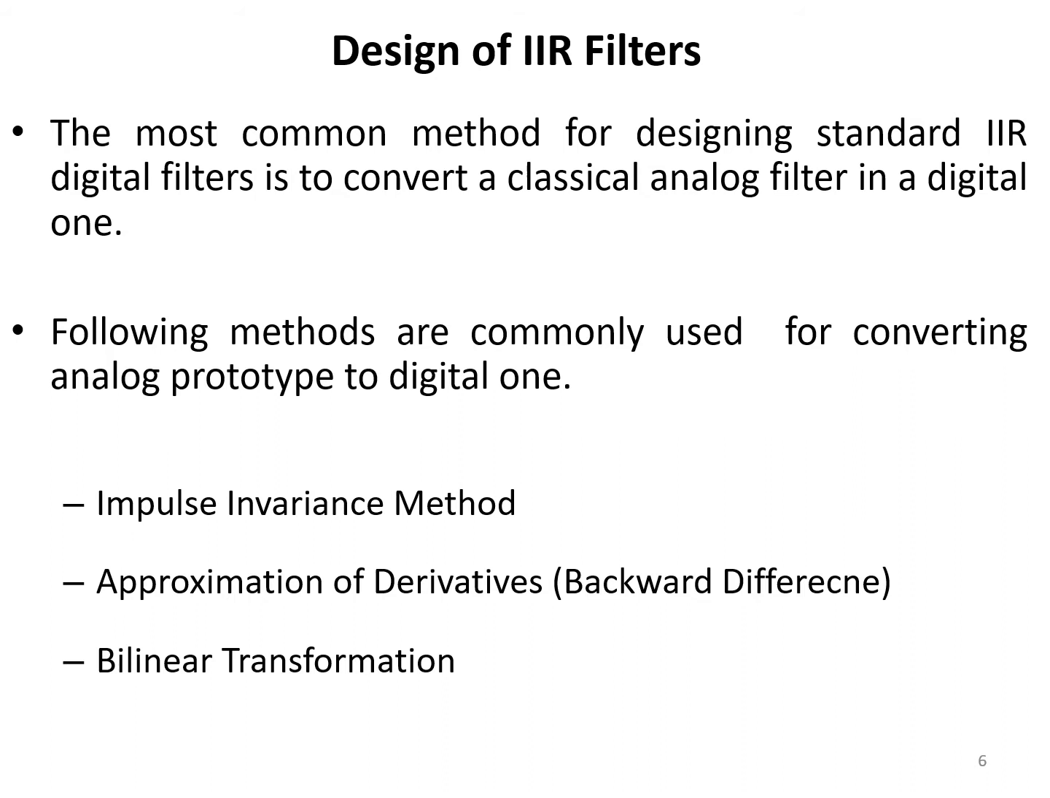One of the methods is the impulse invariance method. The second one is approximation of derivatives, which is also called backward difference. And the third one is the bilinear transformation, which is also called Tustin's approximation. So first we'll discuss the impulse invariance method.